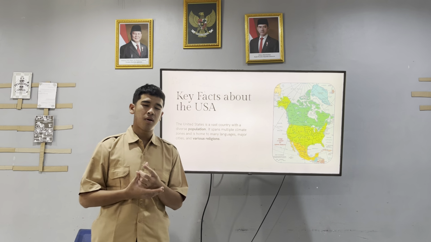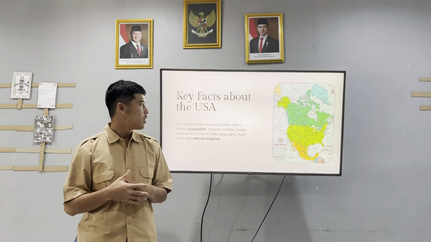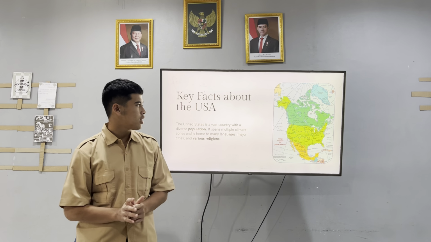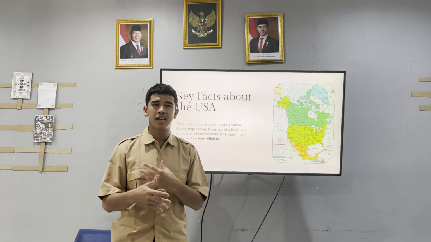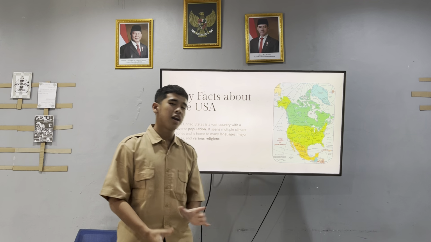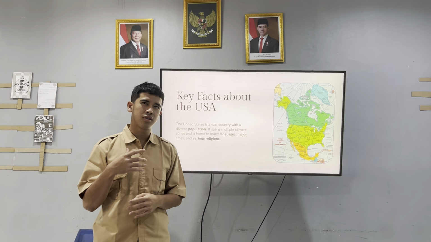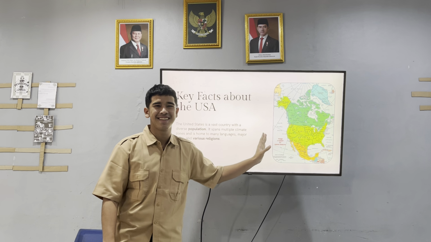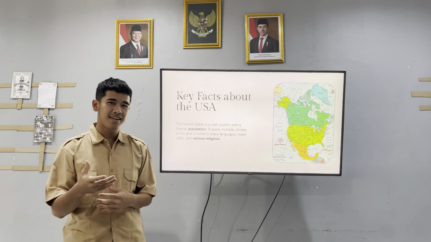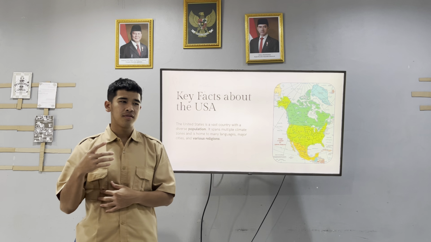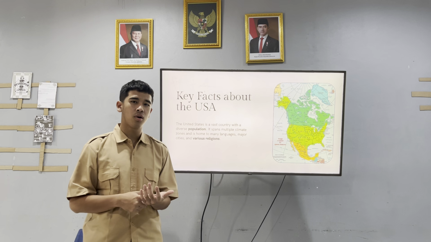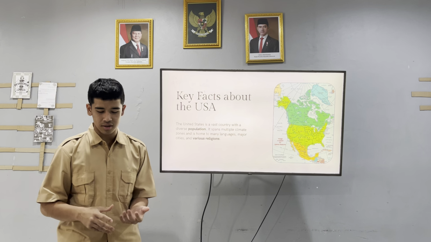And a little bit about the geography of the USA. To the west and to the east, the USA is bordered by the Pacific Ocean and the Atlantic Ocean, as you can see from this map right here. To the north and to the south, the USA is bordered by Canada and Mexico. They also have other territories like Alaska and then Puerto Rico, US Virgin Islands, Guam, and many others.